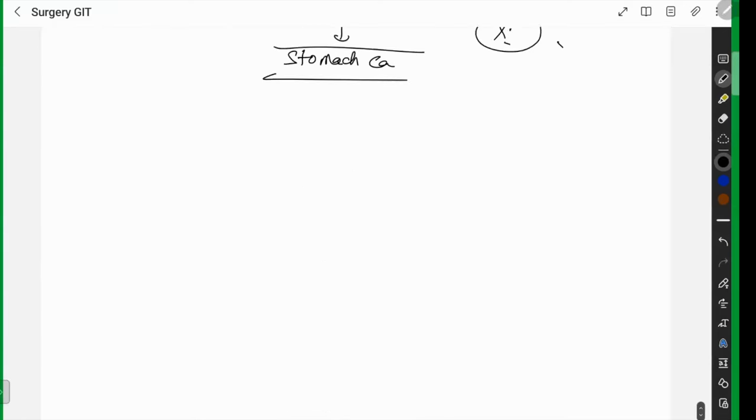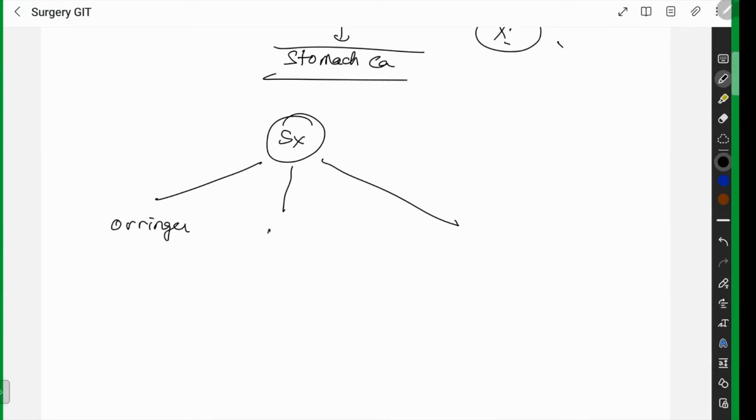Next, I am going to move on towards the surgery. So, surgery, there are actually 3 types of surgery. Number one, you have Orringer. Number two, you have Ivor Lewis. And number three, you're going to have McKeown. So, Orringer, Ivor Lewis, McKeown.